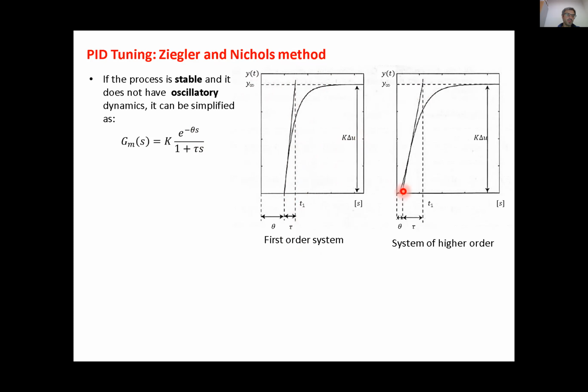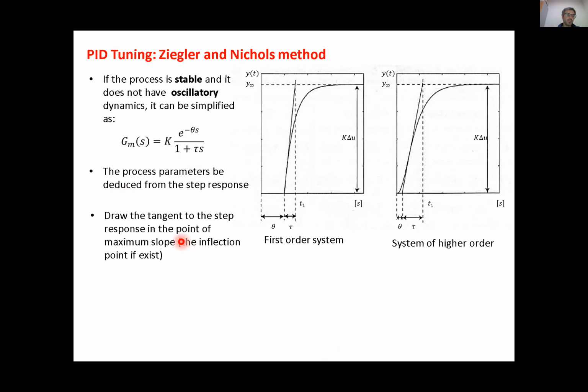If we have a second or higher order behavior, we have something like this. For a first order, we have something like this. And we want to simplify this system so that it's something like a delayed first order system transfer function. We can deduce the process parameters from this step response, drawing the tangent to the step response at the point of maximum slope, which for a first order system is here and for a second order is here. We get the intersect of this tangent with the x-axis and we compute the delay theta.